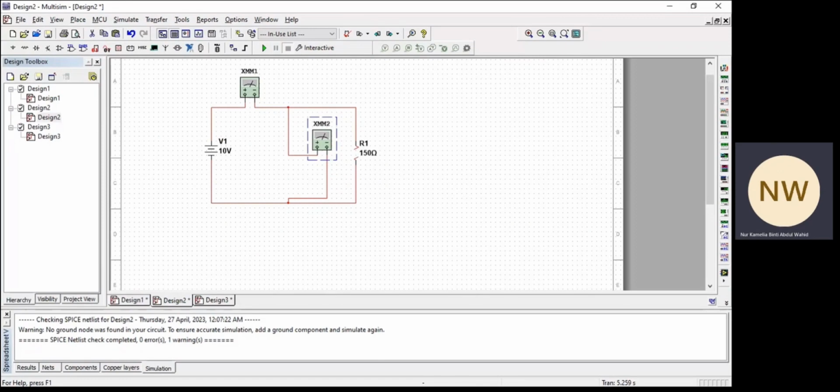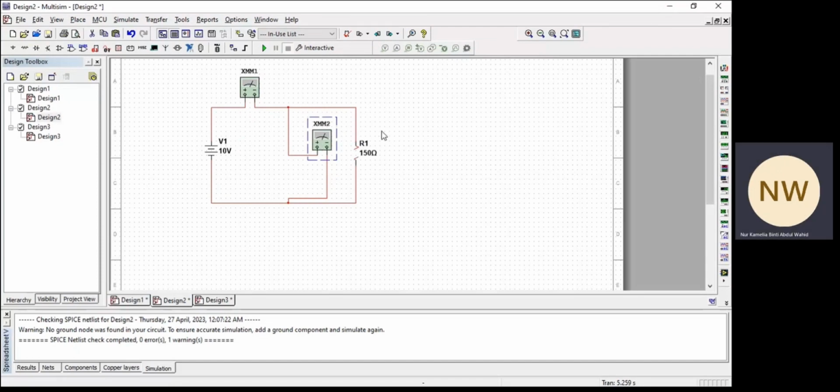Would like to present our experiment, which is DC and AC measurement of resistance. So for exercise 1A, activity 1, as you can see on the screen, this is a simulation for our circuit. What we have here is DC power, ammeter, voltmeter, and resistor.